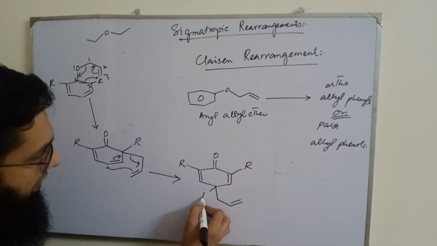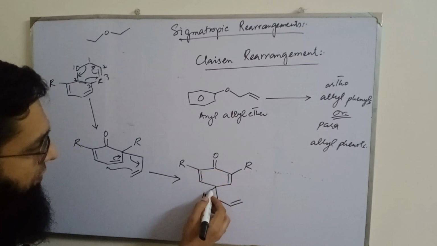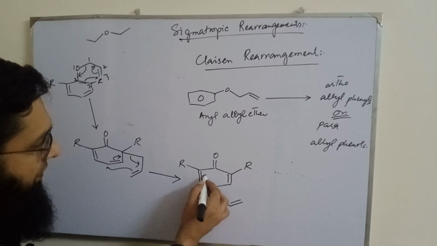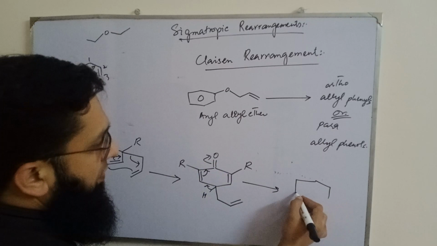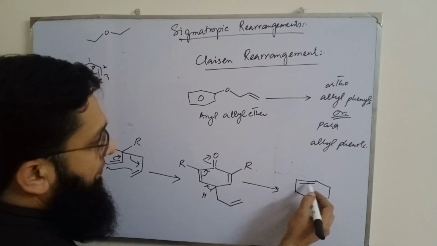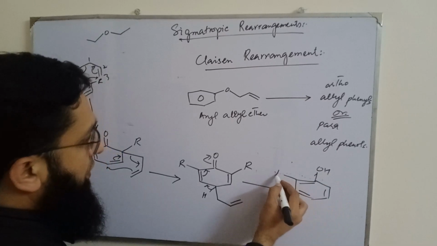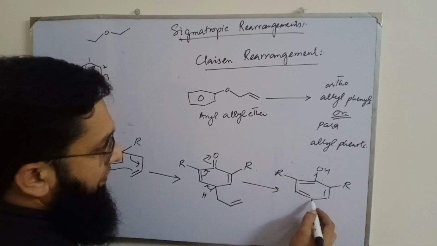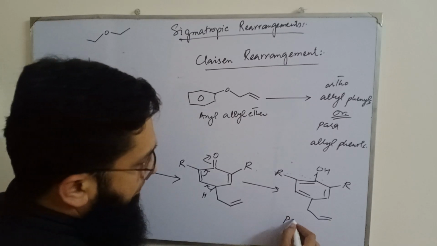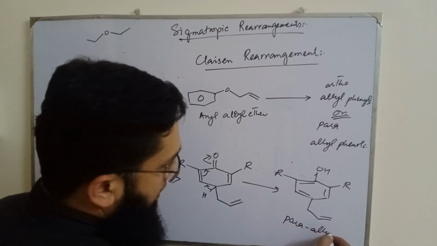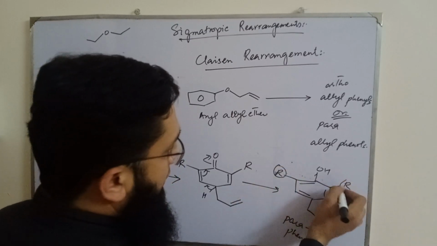So here again we have hydrogen, and this is the keto form, so it would shift here, this would shift here, so we will get the enol form or para isomer in this case. This is the para allyl phenol derivative because we have R here.